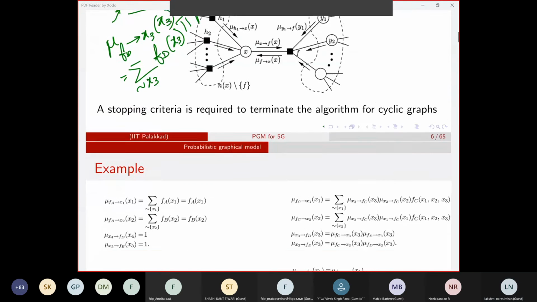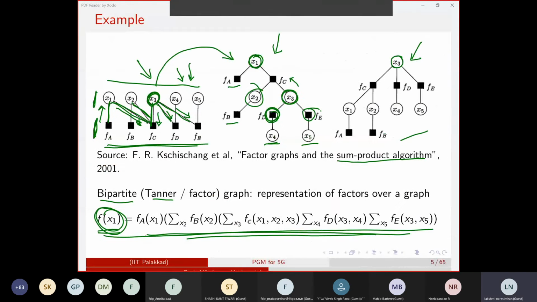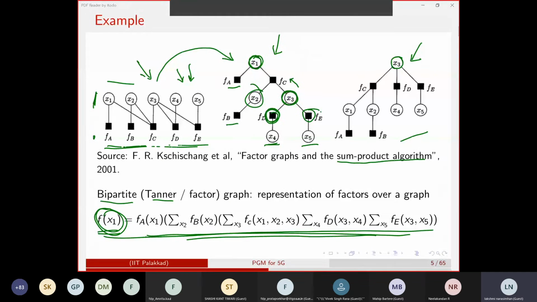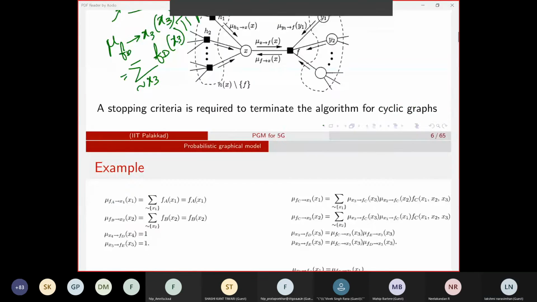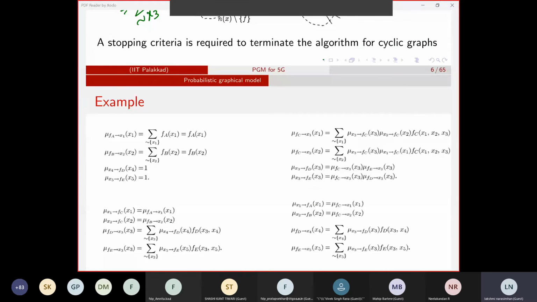So in this case, FA is connected to X1. So if you see FA is one of the leaf nodes. So fa to x1, that is a factor to the variable node, is just the function's value itself. Similarly, just the function's value itself. Because the variable does not contain any information, what it simply sends is just 1. So these are the first computed information because these are the leaf nodes.